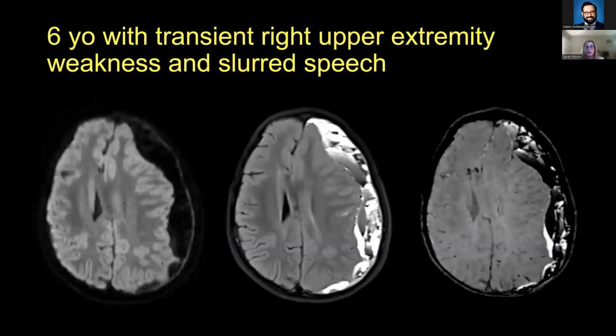To finish up our discussion of childhood stroke subtypes, here are images of a 6-year-old presenting with transient right upper extremity weakness and slurred speech. Foremost, there is no left-sided infarct to explain the patient's right-sided symptoms as we look at the DWI. We do, however, see a mixed intensity subdural hemorrhage along the left cerebral hemisphere, resulting in mass effect on the left hemisphere and parenchyma, and particularly to the left perirolandic region.